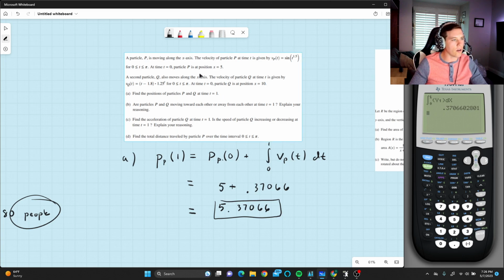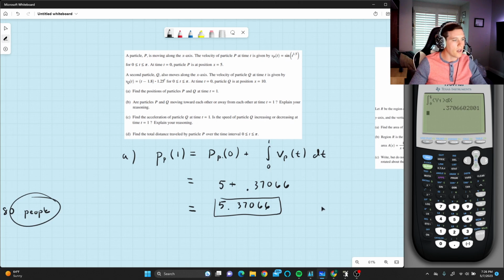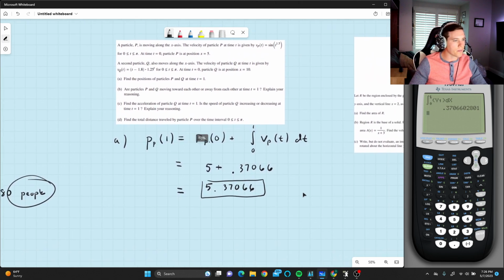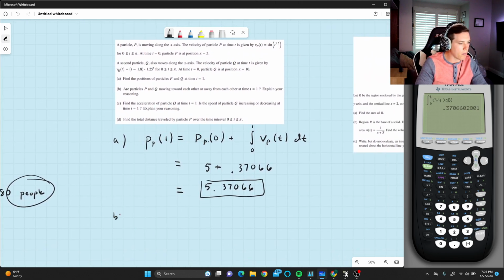You do the same thing for Q. I'm not going to do it for Q, but it's the same idea. Plug it in, initial condition plus accumulation. Now, part B is a cool question. But we're not going to be able to do it if we don't do the other position. So we'll just talk about it. Are particles P and Q moving toward each other or away from each other at t equals 1?